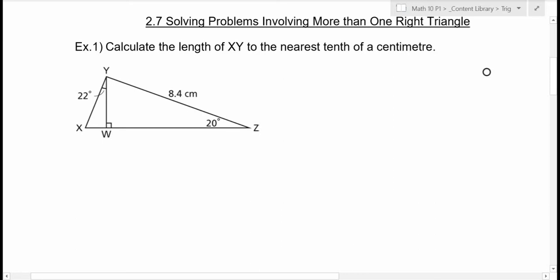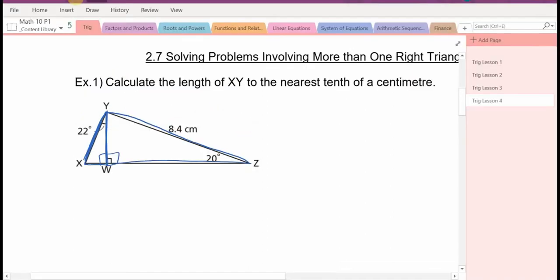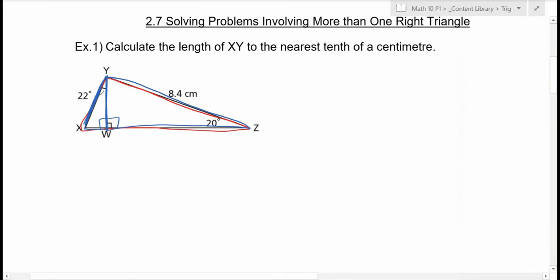Calculate the length of xy to the nearest tenth of a centimeter. So we're solving for xy. Now, hopefully you see there are three triangles here. There's this one right here, and that's a right triangle. There is this triangle right here, which is also a right triangle. And there is the entire thing, which is this triangle, which we don't know if it's a right triangle or not. But that's okay. Let's see how we're going to solve this problem.